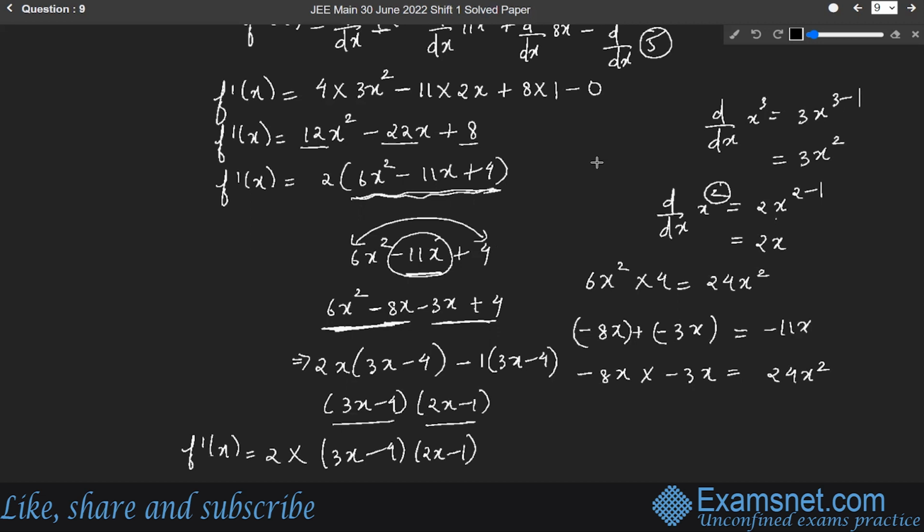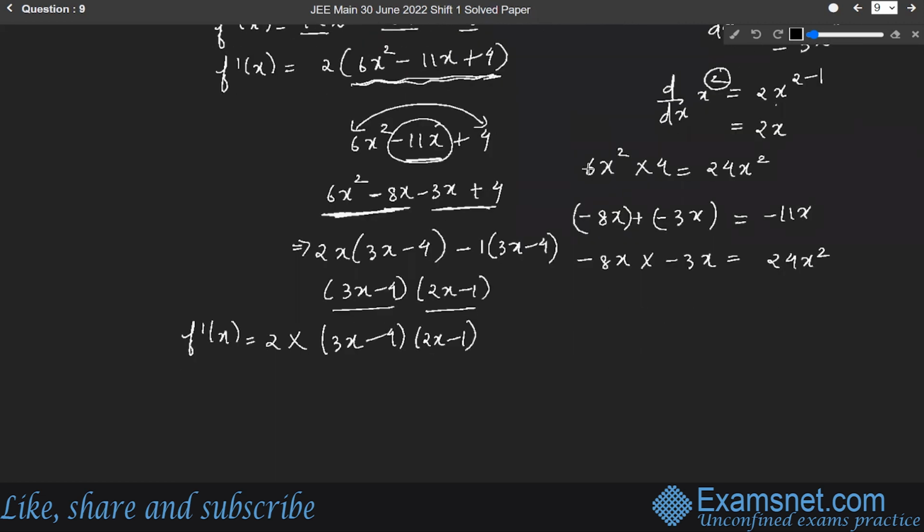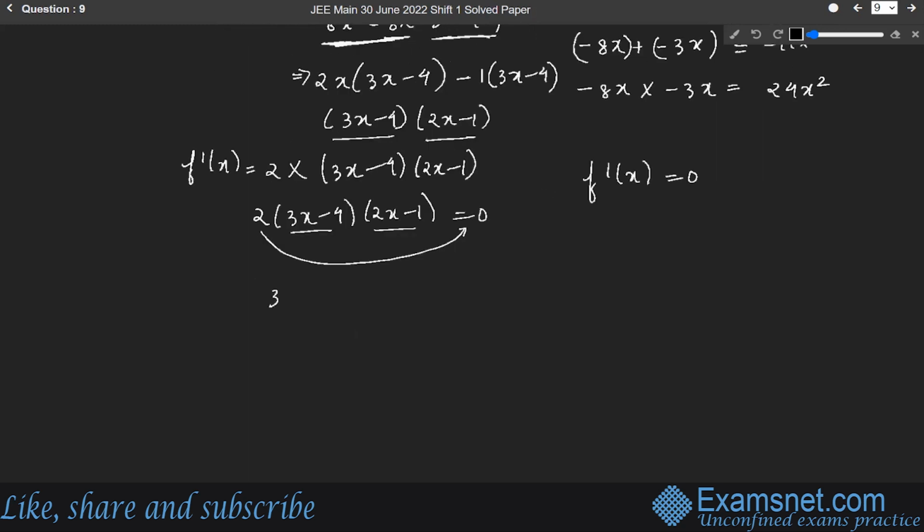Since these both are the factors, from here we get two values of x, right? What will be the two values of x? We know that f dash x should be equal to 0. So 2 into 3x minus 4 into 2x minus 1 should be equal to 0. When this constant goes to the right hand side, it will be 0. And both these terms are also equal to 0. So firstly, 3x minus 4 is equal to 0 and 2x minus 1 is equal to 0. So 3x is equal to 4 and x is equal to 4 by 3. And for this term, 2x is equal to 1 and x is equal to 1 by 2. So we have two different values, 1 by 2 and 4 by 3.